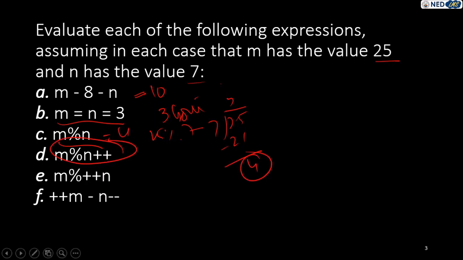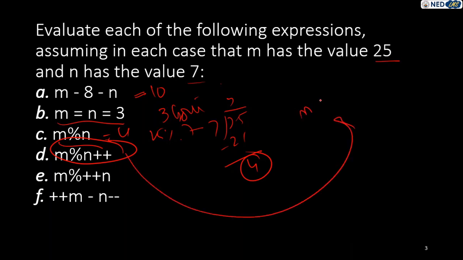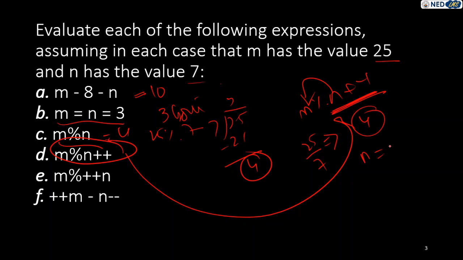Now I'm going to demonstrate this. Let's write over here m percentage n plus plus. The value of n is going to be used first, and then the value of n would be incremented. So 25 divided by 7, and the remainder would be 4. The result of this expression is 4, and the value of n after running this expression would be 8, because it was 7, and now it has become 8.